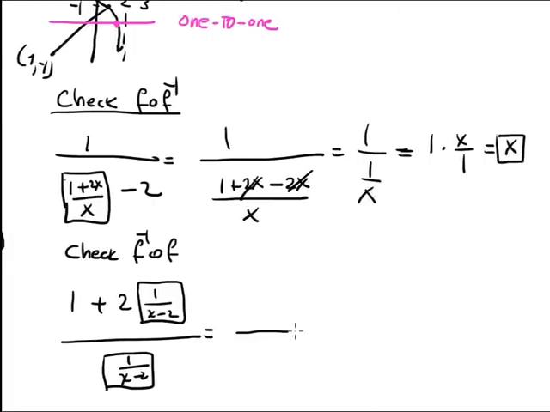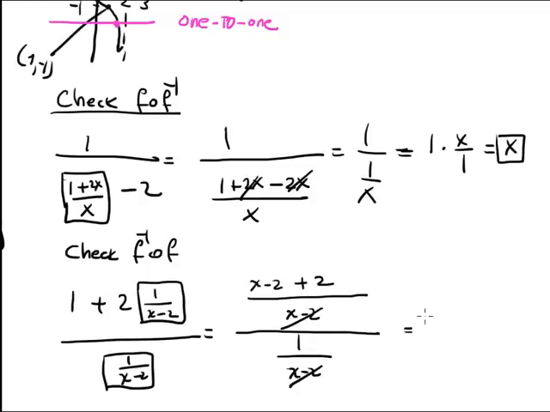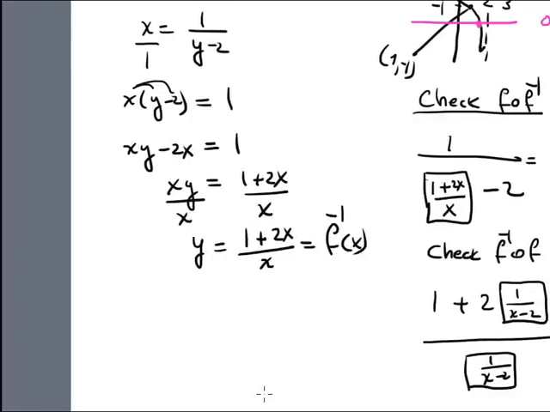Now LCD. LCD is x minus 2. We have x minus 2 plus 2, and at the bottom we have 1 over x minus 2. Okay, this part cancels out. So we have in the top x minus 2 plus 2 over 1. This is cancelled, and x over 1 is x. Super. The proof. Okay, this is an inverse function. Inverse function is 1 plus 2x over x.